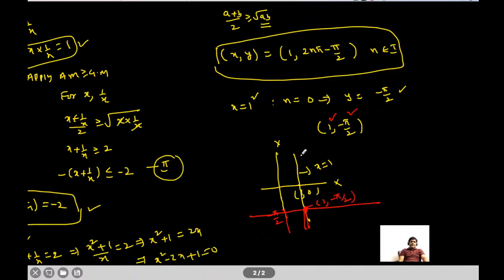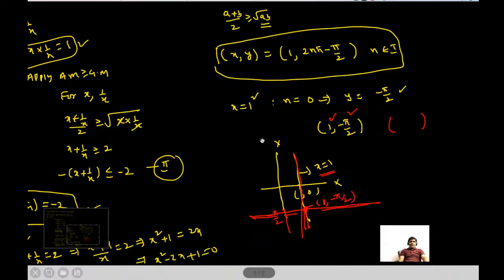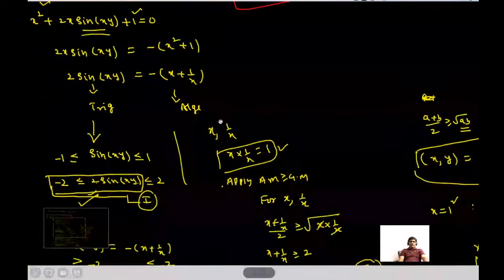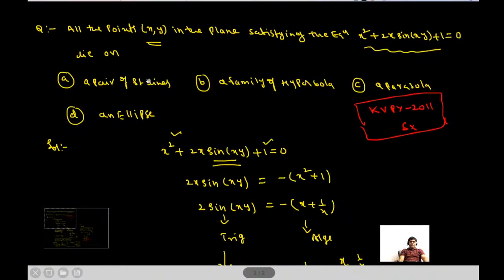So does this point lie on a pair of lines or not? X is equal to 1 and y is equal to minus pi by 2. It's a pair of lines. Therefore this point lies on the pair of lines formed by x equal to 1 and y is equal to minus pi by 2. Similarly, you take x is equal to 1, x is fixed, n is equal to 1 you take, you will get another value. That also you will get one more point. If you draw the diagram, that also lies on one pair of lines. Therefore the answer is what? The points, therefore the solutions of this equation lie on what? A pair of straight lines. Therefore the answer is Option A.